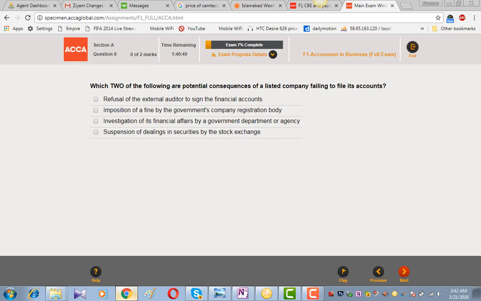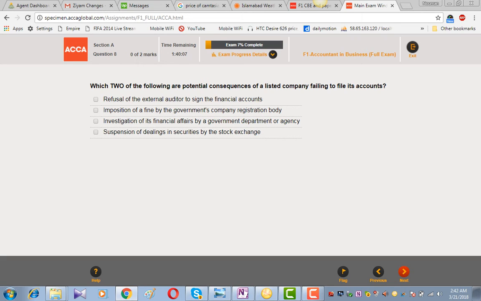So there are four options given. The first option is refusal of the external auditor to sign the financial accounts. There is no link between the external auditor and filing of accounts, because unlisted companies and any company which is not filing accounts can hire an external auditor, and the external auditor has no issue signing the financial accounts if they fail to file accounts. So there is no such requirement in this profession. Second is... so I will not select one because it is not the right answer.